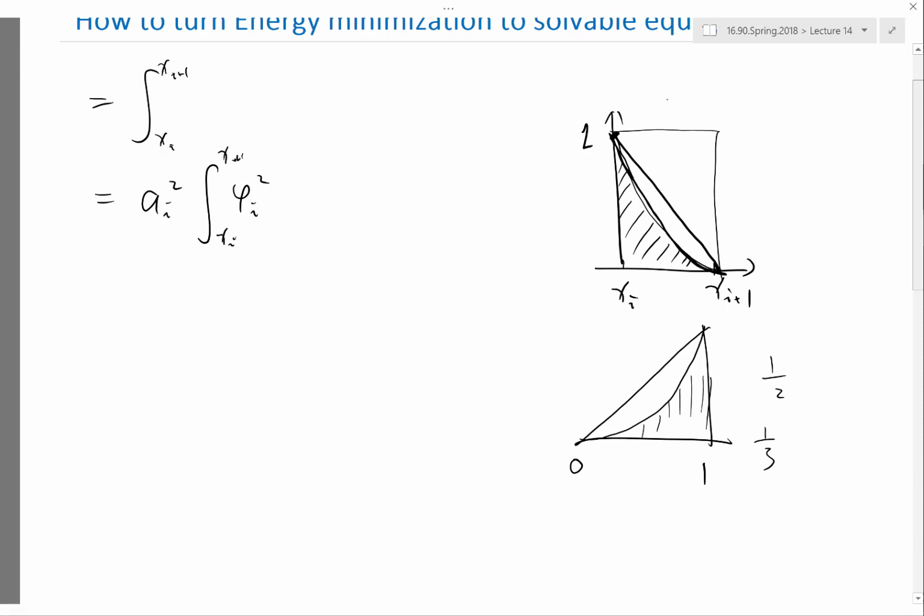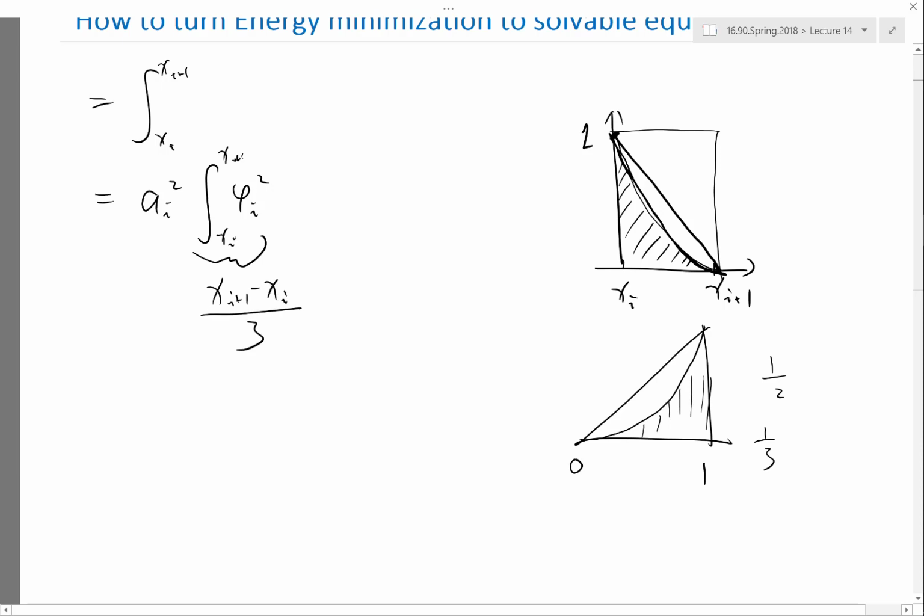Why are you shaking your heads? It's much better than integrating everything. It's much better than doing the algebra and making mistakes, right? So this is actually 1/3 of xi plus 1 minus xi.